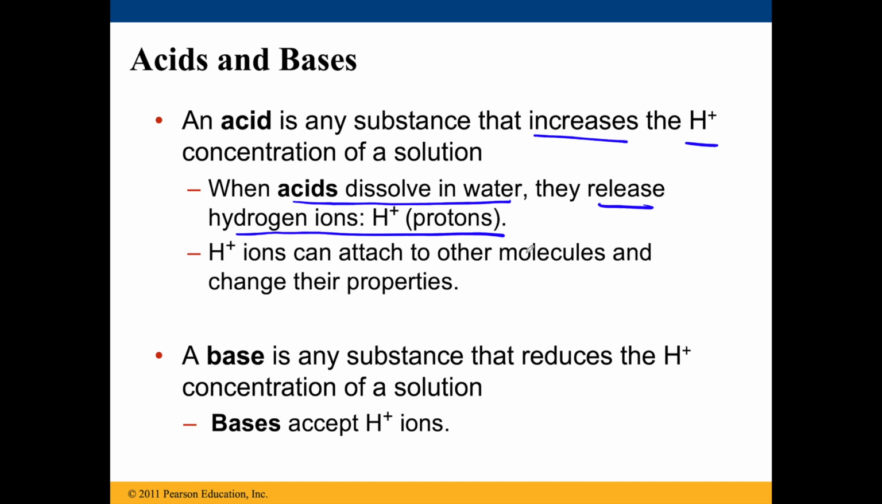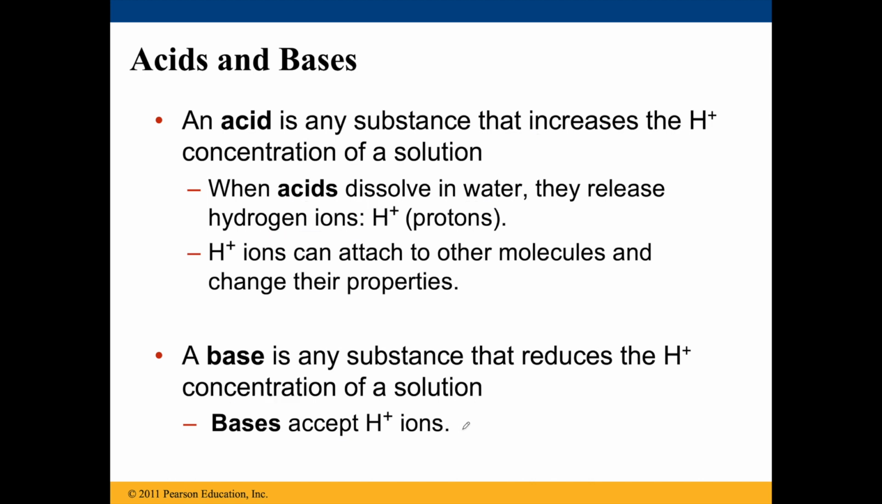So what is a base? A base is the opposite. A base is any substance that reduces the hydrogen ion concentration. In other words, bases take hydrogen ions. So acids give away hydrogen ions, bases take hydrogen ions. That's what acids and bases are.